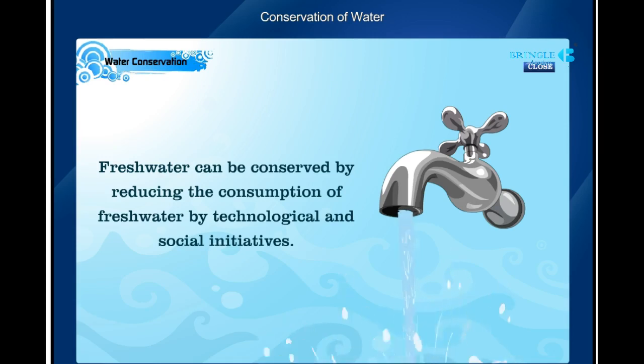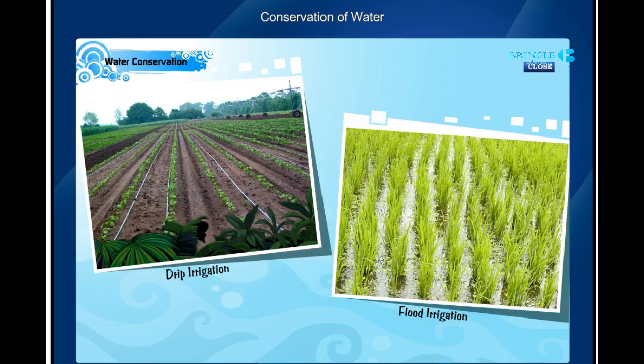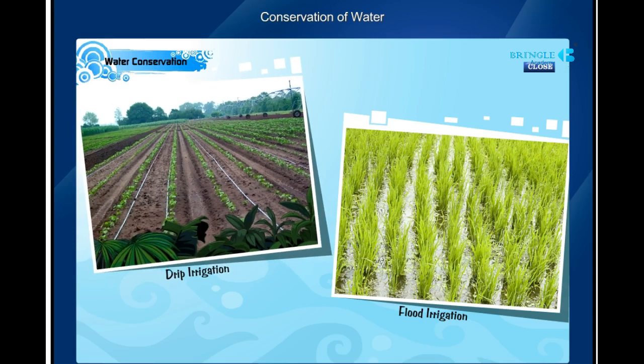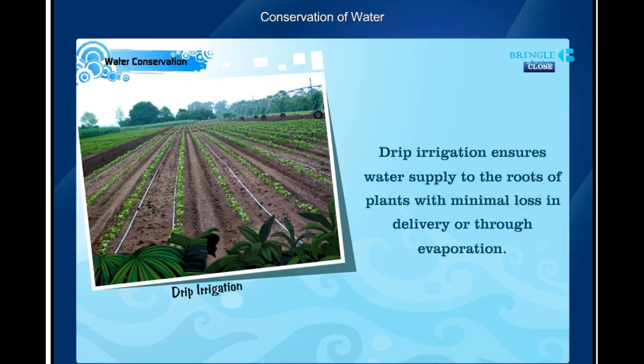Fresh water can be conserved by reducing the consumption of fresh water by technological and social initiatives. We can greatly reduce the usage of water by incorporating new technologies into existing practices. For example, drip irrigation techniques are much more efficient than flood irrigation. Drip irrigation ensures water supply to the roots of plants with minimal loss in delivery or through evaporation.